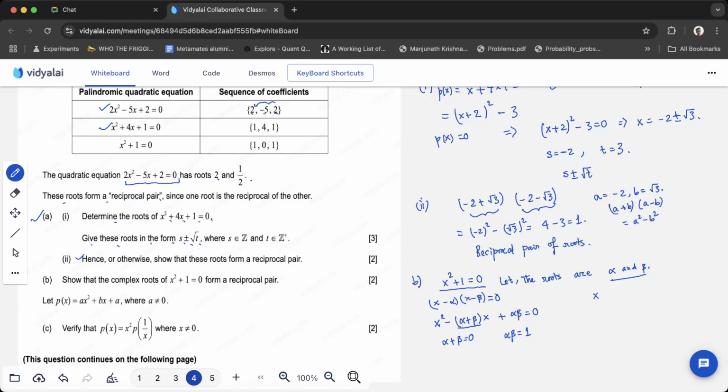And if we compare that these two polynomials are same, we showed that alpha times beta has to be equal to 1. So this proves alpha and beta form a reciprocal pair. All we had to show is their product is 1.